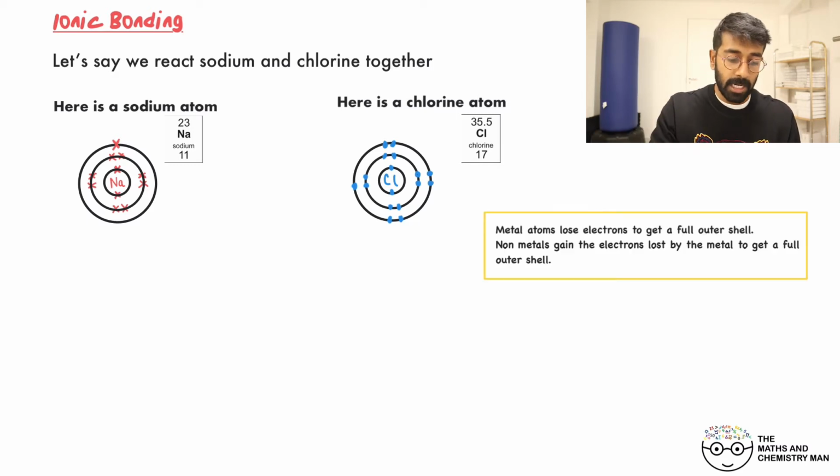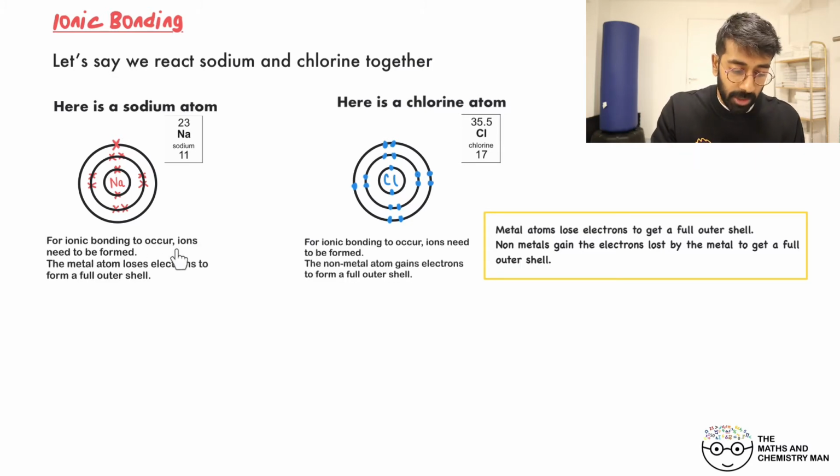Now, remember what we said. Metal atoms lose electrons to form a full outer shell. So if you look here at your sodium, sodium's got 1 electron on its outer shell, so it wants to lose 1 electron, okay? It's in group number 1, so it wants to lose 1 electron. So there we go, it loses that 1 there. Now, the non-metals gain electrons that are lost by that metal. Chlorine's got 7 on its outer shell, so would be super happy if it gets 1 electron, because that makes a full outer shell of 8 electrons.